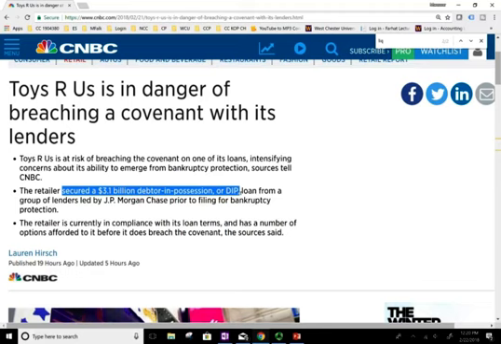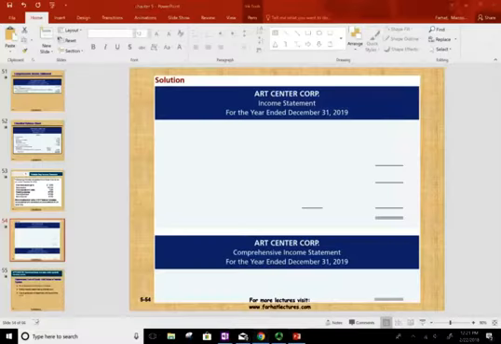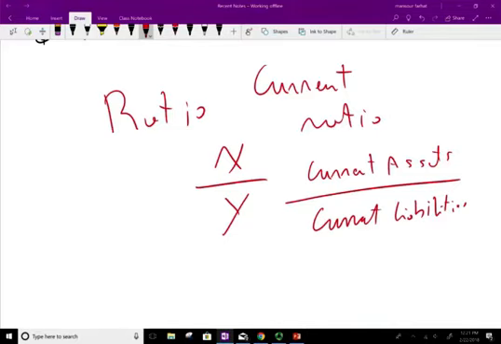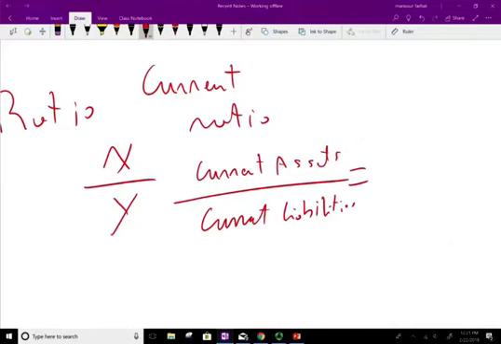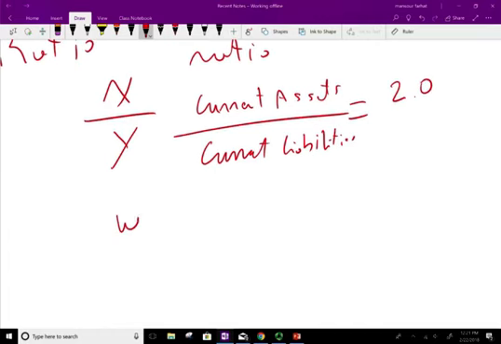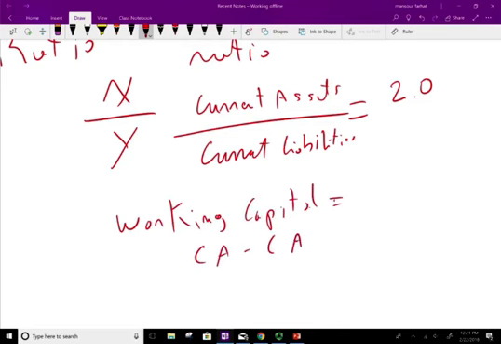Now, part of the agreement, when someone lends you money, they will have certain restrictions on your finances, such as what? For example, they may ask you to maintain a current ratio of 2. So this is one thing that they look at to see how well you are doing. Or they might ask you to keep a working capital. Although working capital is not a ratio, it's another measurement, which is current assets minus current liabilities, for example, at all times at 5 million.